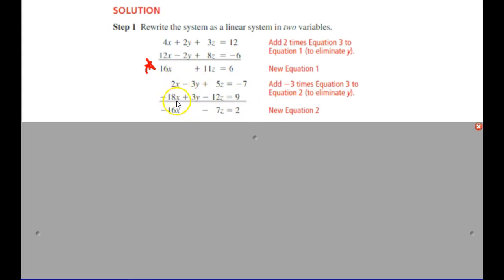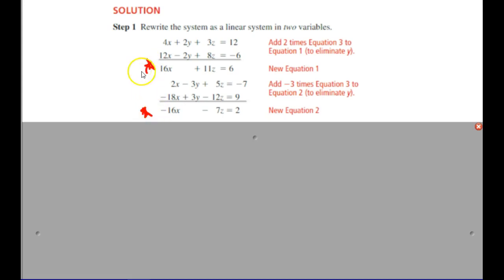So I have 2x minus 18x, which gives me a negative 16x. My y's, again, go away. And then I can deal with my z's. I've got 5 minus 12 gives me a negative 7. Negative 7 plus 9 gives me 2. So now here's my new equation number 2, the second one that I'm going to use.